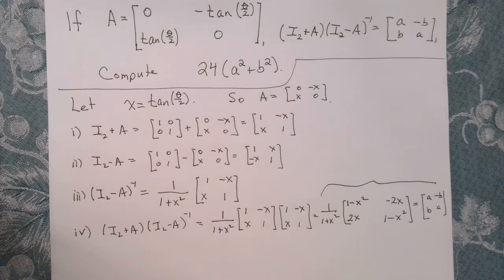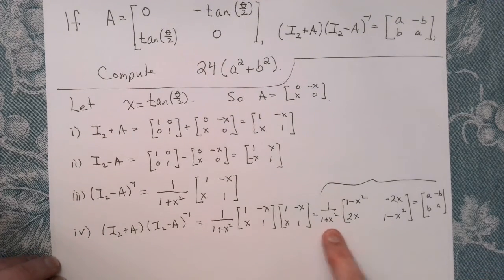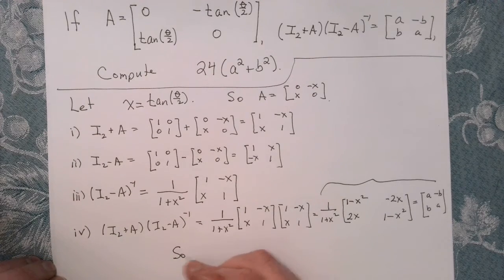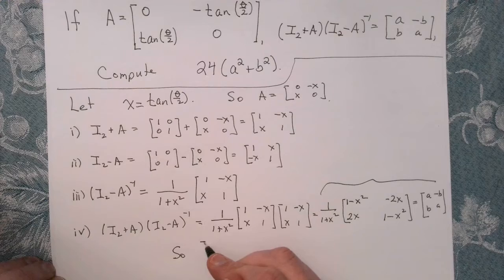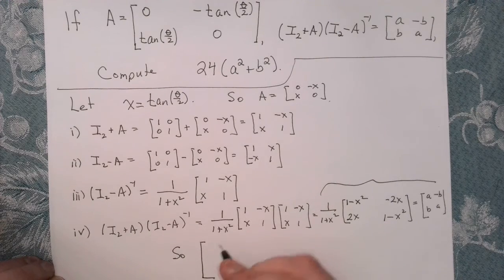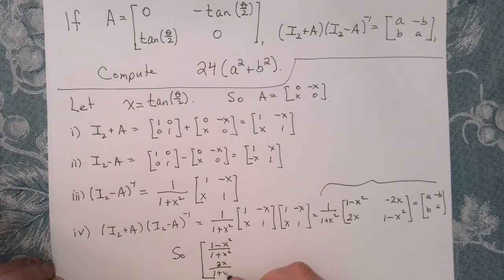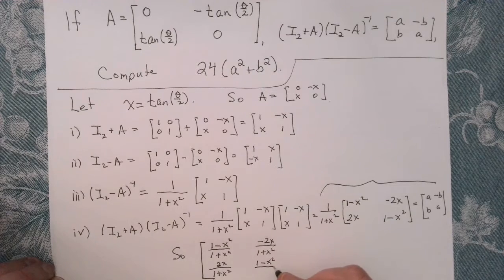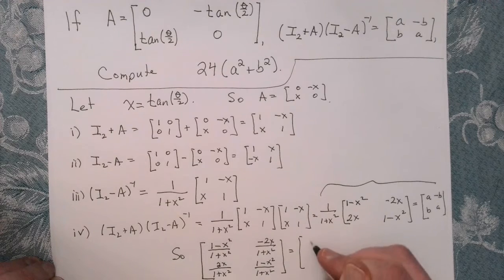Now we just need to focus on this. Distributing the scale factor gives me the following. I've got 1 minus x squared over 1 plus x squared, and then 2x over 1 plus x squared, minus 2x over 1 plus x squared, and then 1 minus x squared over 1 plus x squared. That's A, minus B, B, A.